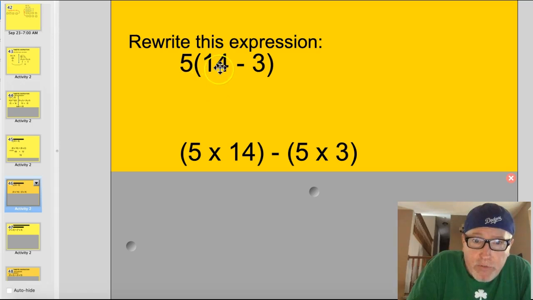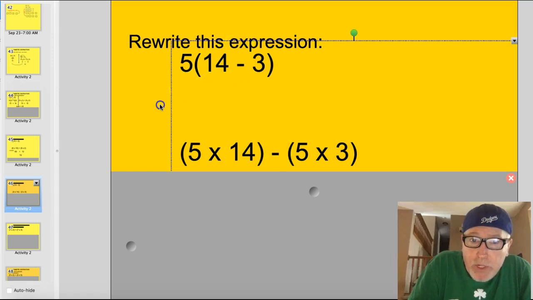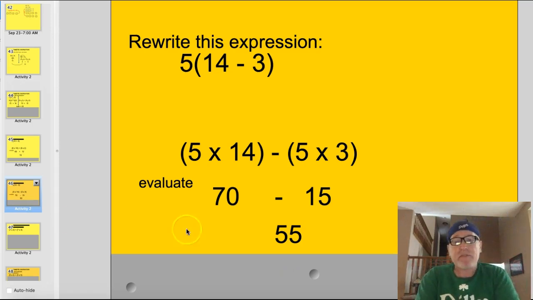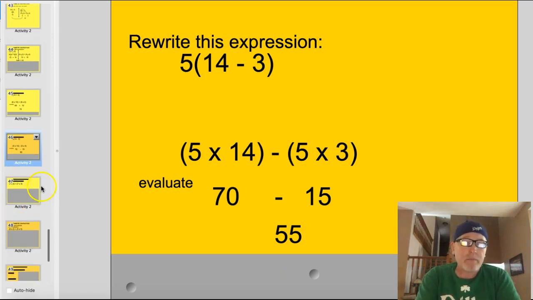Okay, here's the 5 times the 14. Here's the 5 times the 3. And then we have to subtract, because that's what they're doing here inside the parentheses. They're going to subtract. If you went through and evaluated it, you would have had 55. Okay. Well, let's go to the next slide.